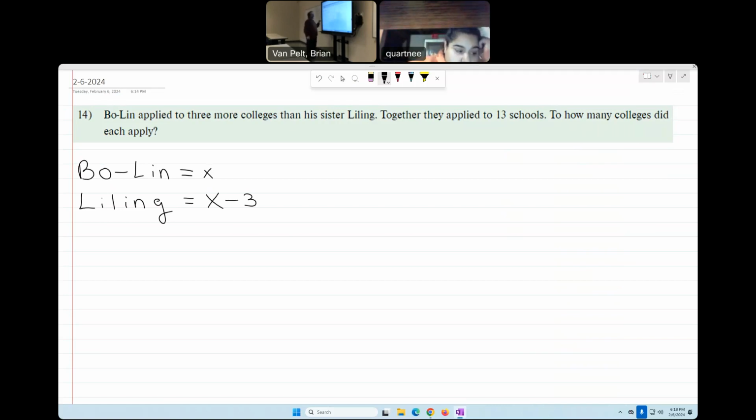All right, now, this right here is where we're going to get our next equation from. Can you give me an equation using the letter X involving the 13 schools? What would you set up? X plus parentheses X minus 3 equals 13. So this is the number of schools Bolin applied to, and these are the number of schools that Lilling applied to. So there's Bolin, right there. Lilling.